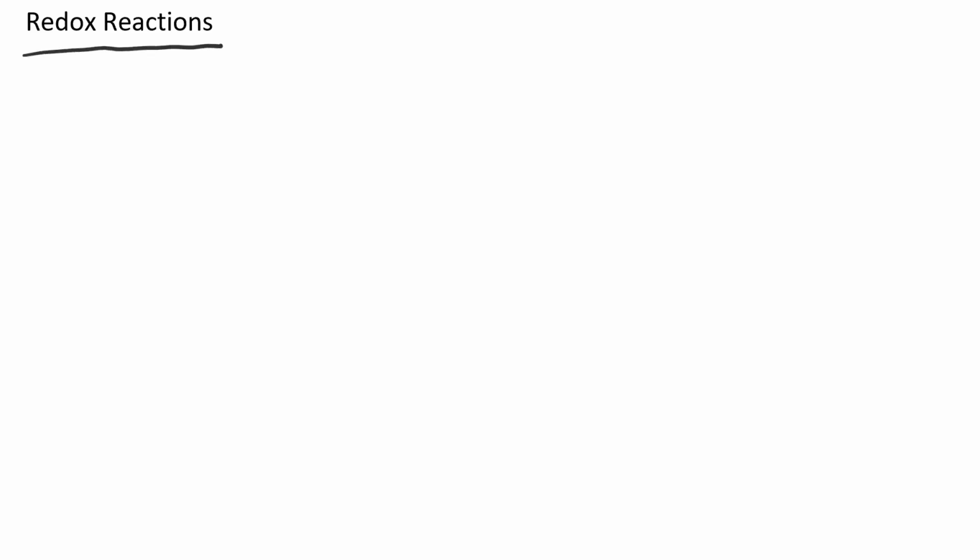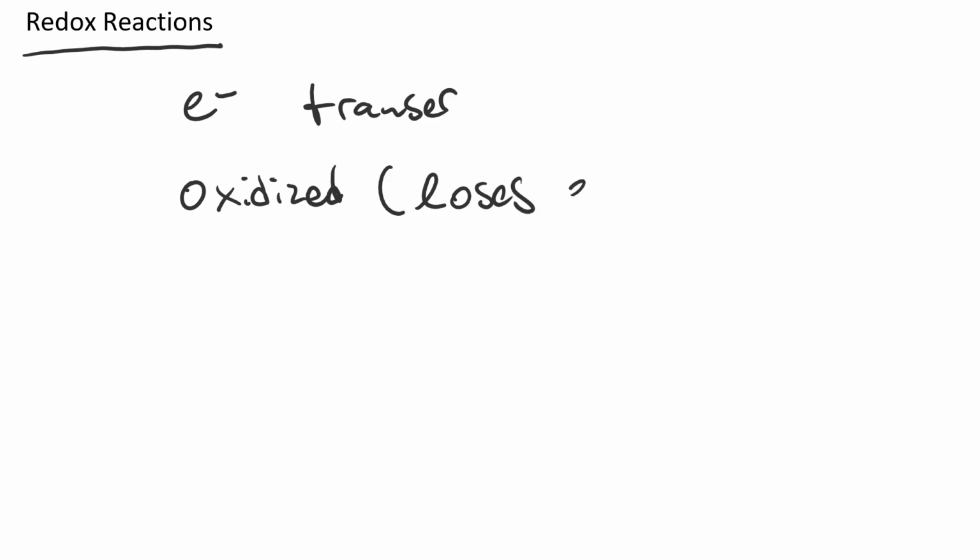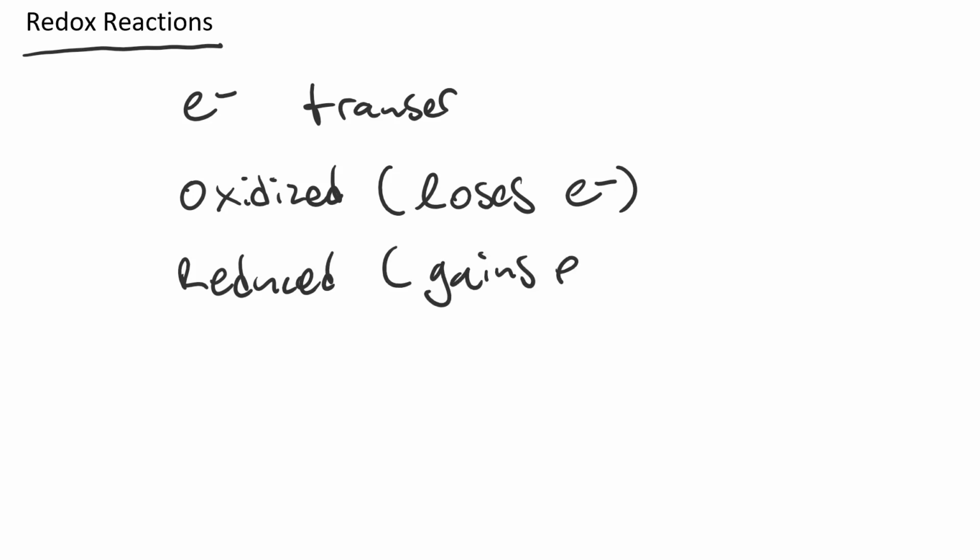Now we're going to talk about redox reactions. These are electron transfer reactions. Something will be oxidized. This is the thing that loses electrons. Something will be reduced. This is the thing that gains electrons. But really what's happening is that electrons are being transferred from the thing that is being oxidized to the thing that is being reduced. You can remember it using this simple mnemonic device.